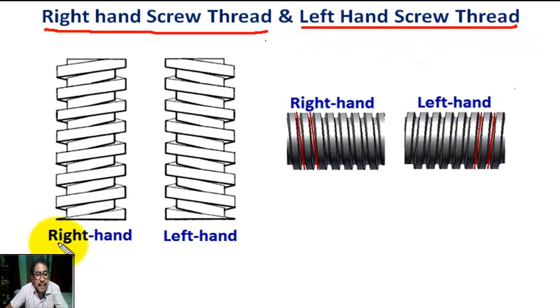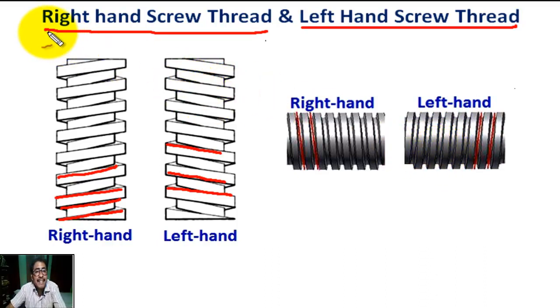This is a right hand screw thread in vertical position. This is a left hand screw thread in vertical position. This is a right hand screw thread in horizontal position. This is a left hand screw thread in horizontal position.